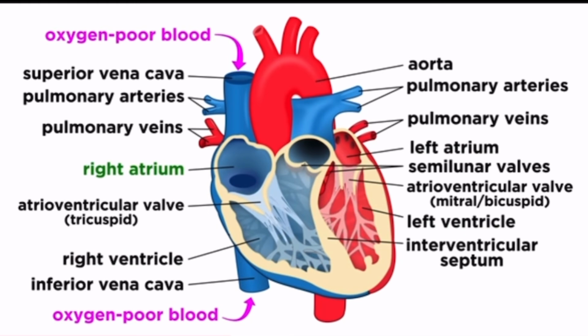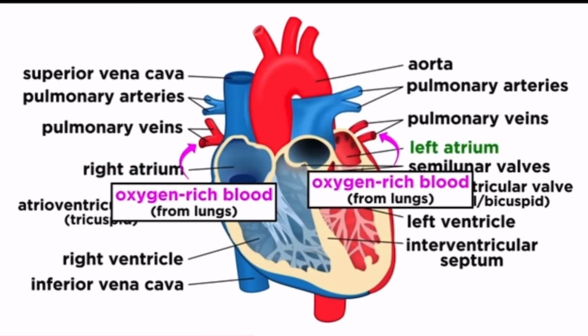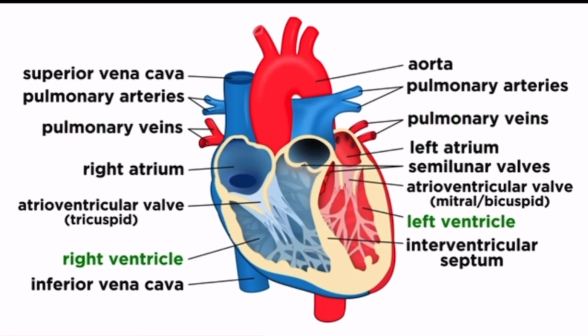Oxygen-poor blood enters the right atrium through 3 different veins. The superior vena cava delivers blood from upper parts of the body. The inferior vena cava delivers blood from lower parts of the body, and the coronary sinus collects blood draining from the myocardium. For the left atrium, there are 4 entryways, and these are the pulmonary veins, which deliver blood from the lungs back to the heart.